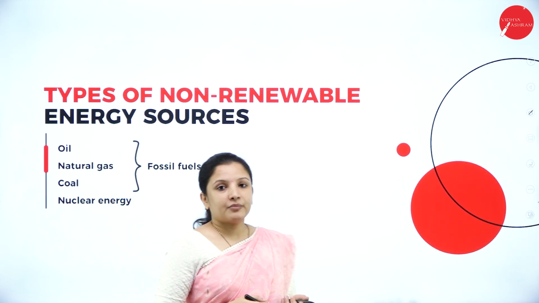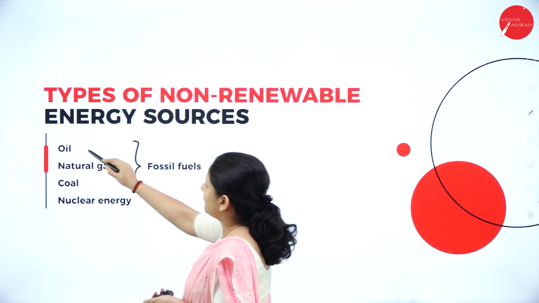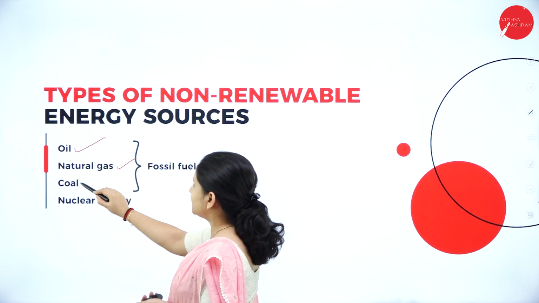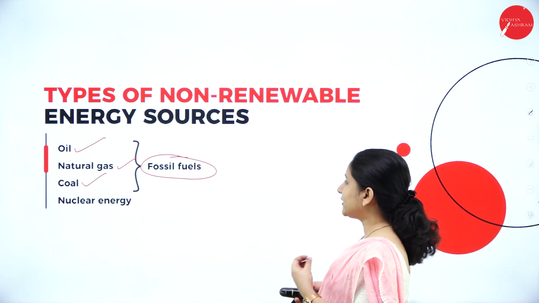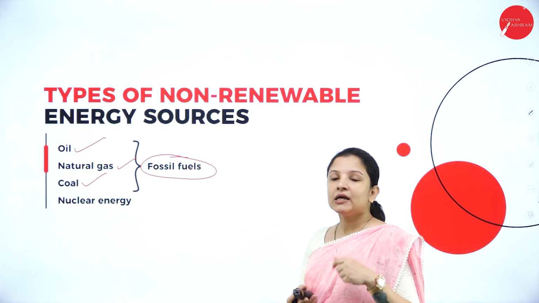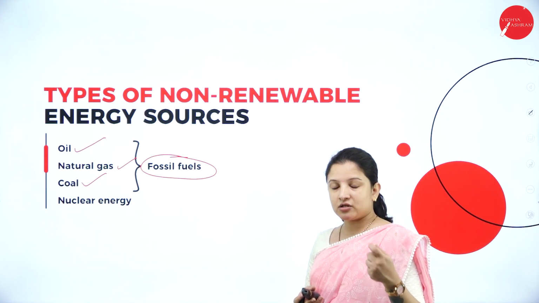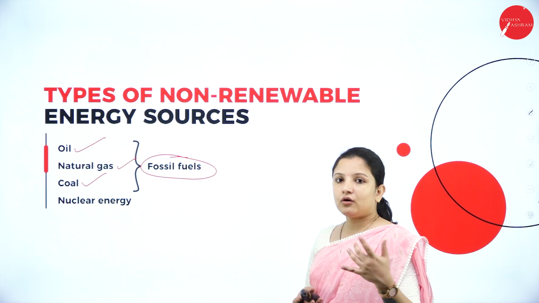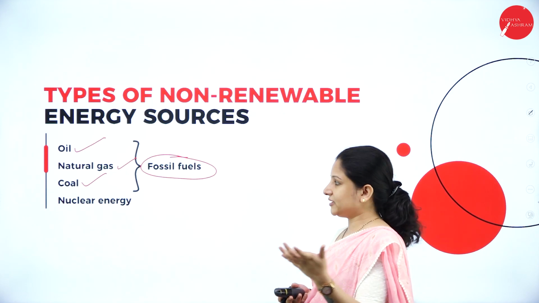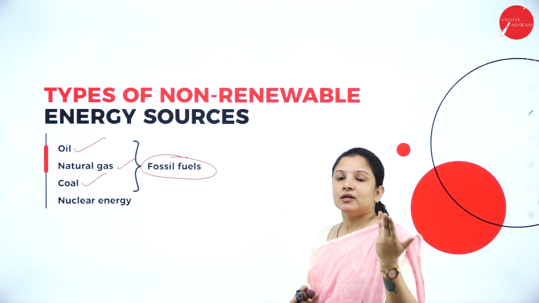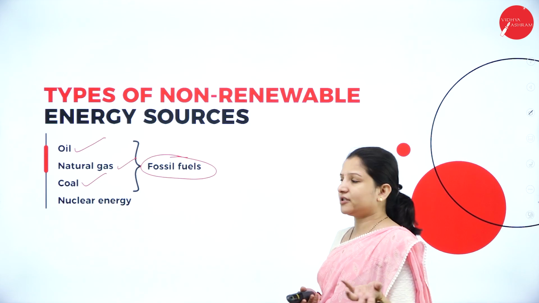So next, talking about the types of non-renewable energy resources. We have oil, natural gas and coal, which come under the fossil fuels. Oil, natural gas and coal are used for burning purposes in order to generate heat. Oil is also used for burning purposes, and even to run vehicles, oil is needed. Natural gas is also used for cooking purposes and all that.